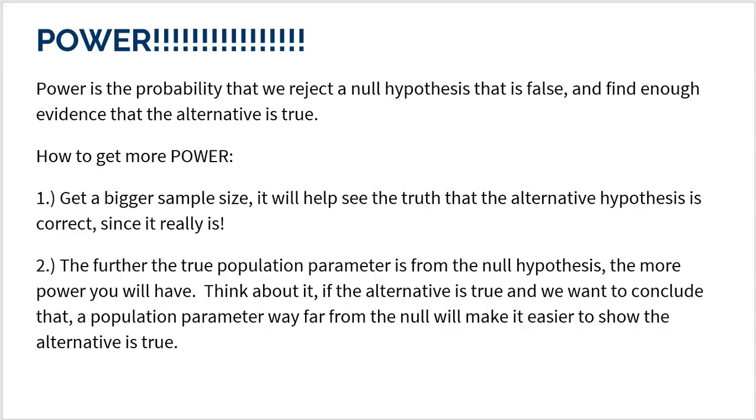Remember, a bigger sample size is always going to reveal the truth better. So a bigger sample size, 500 versus 1,000 versus 2,000, a bigger sample size is always going to be a better reflection of the population. So if the alternative is really true, a bigger sample should always help you see that. The second thing is the further the true population parameter is from the null hypothesis, the more power you will have. Now you got to really think about this. For some kids, this is hard to understand, but if the alternative is true and we want to conclude that, a population parameter way far from the null will make it easier to show that the alternative is true.